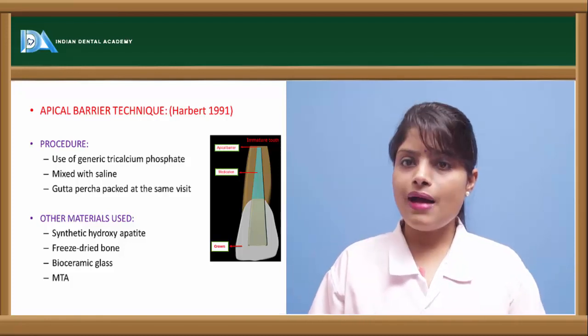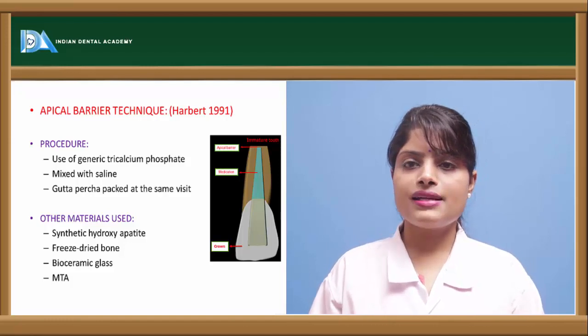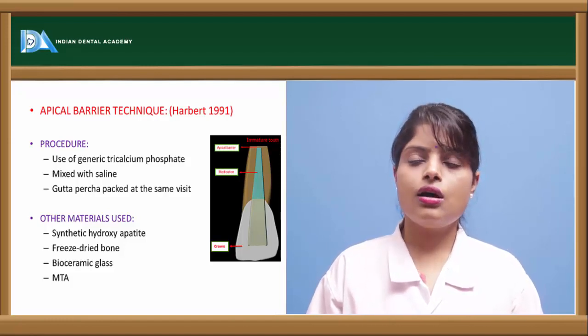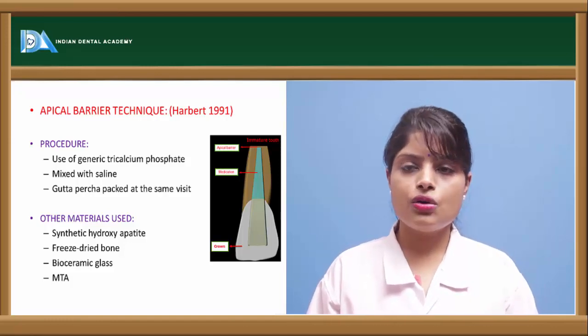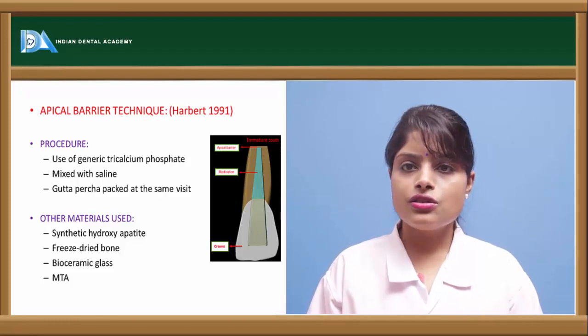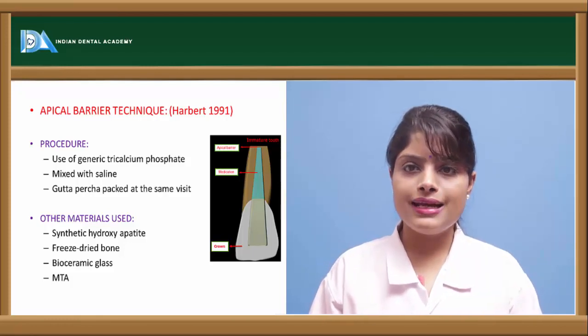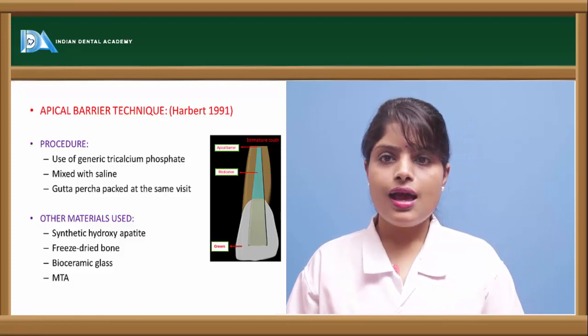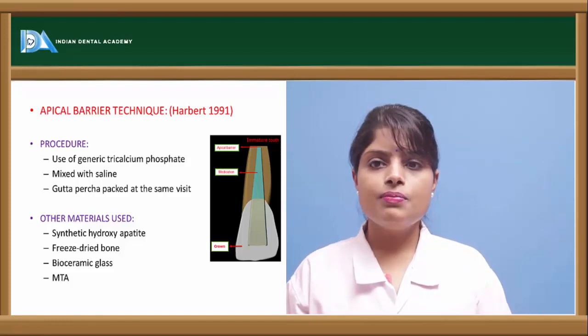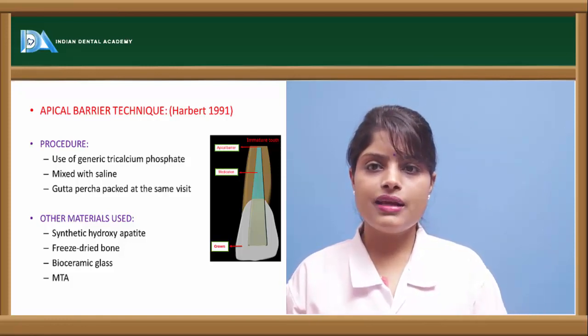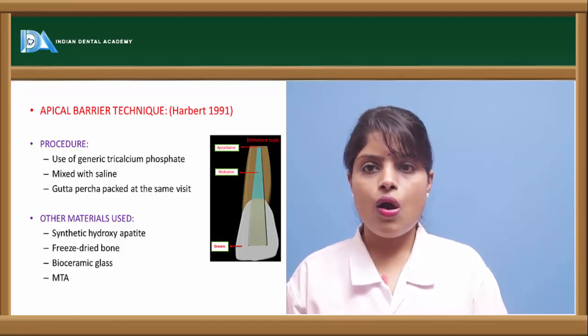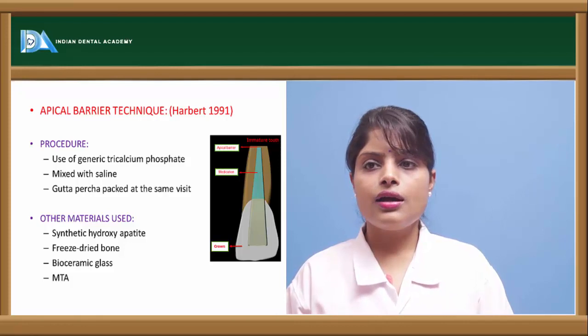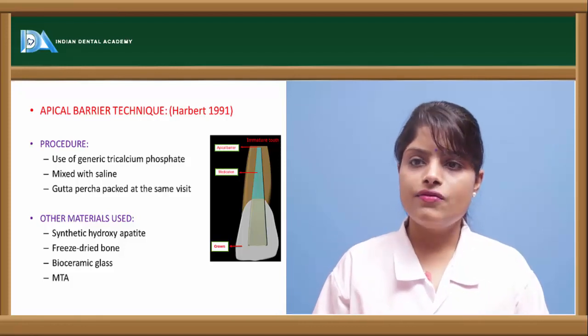Now, apical barrier technique is a technique for apexification in which a tricalcium phosphate mixture with collagen chloride is placed at the end of the root and it is mixed with saline. Even mineral trioxide aggregate is placed as an apical barrier on the end of the root, and then finally gutta percha is packed in the same visit.